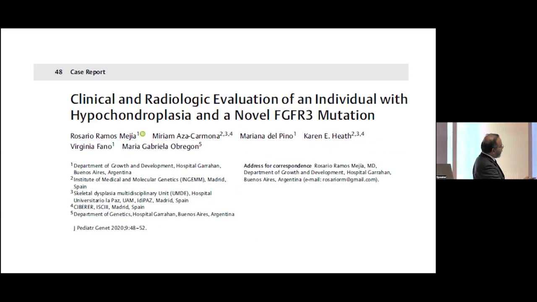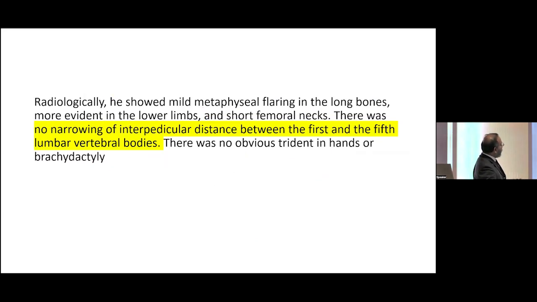And then there were other publications. Again, we reviewed the skeletal findings. Apart from mild metaphyseal splaying of the long bones and short limbs, there were no obvious radiological features of hypochondroplasia. So this is an example of widening of the phenotypic spectrum. And in the meantime, the lab had found the same mutation in another patient with short stature as well.